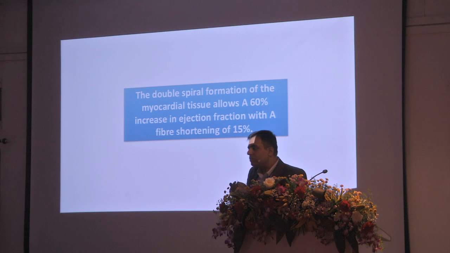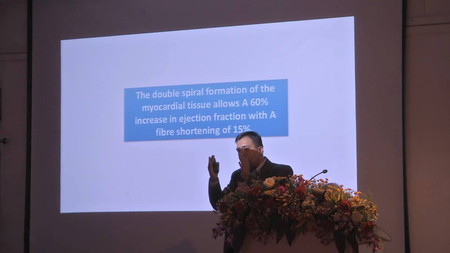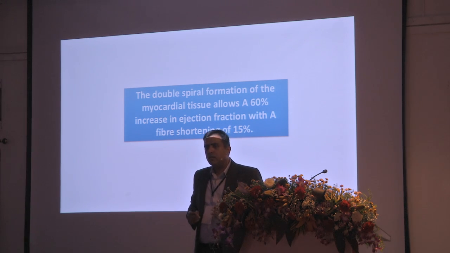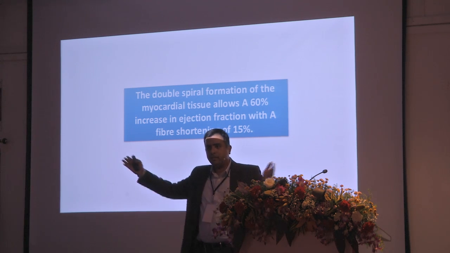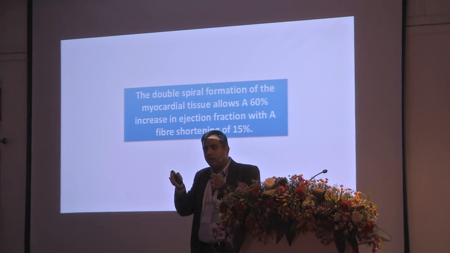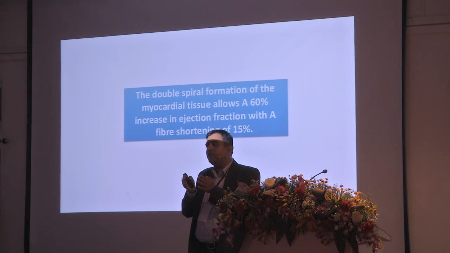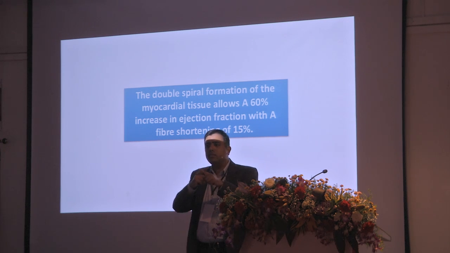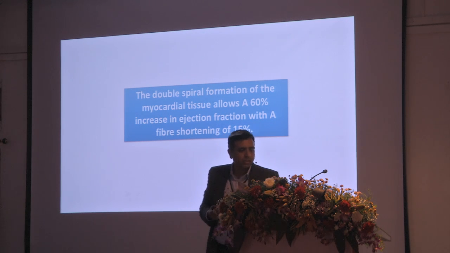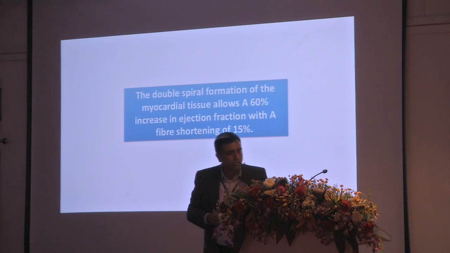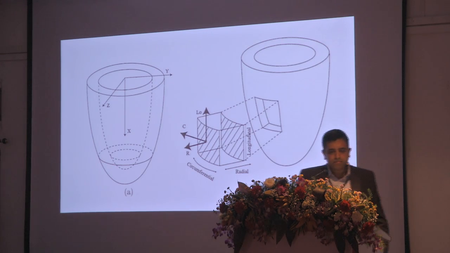Why is this so? The heart actually contracts only 15 to 20%. It doesn't contract 60%. It contracts 15%. So how do we get an ejection fraction of 60% from a contraction of just 15 to 20%? That is because of the double shape of these helices, and that's how the heart is so beautifully structured that it allows the heart to work at such beautiful efficiency to get an ejection fraction of 60%.